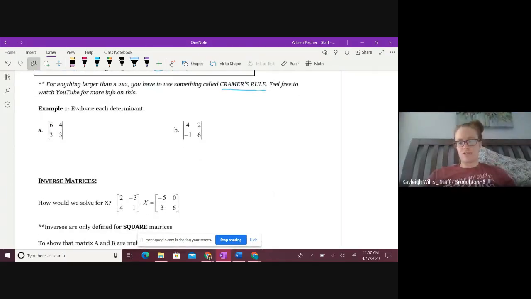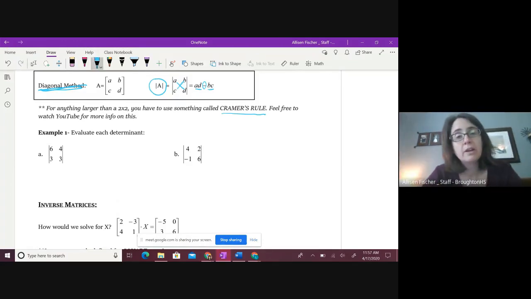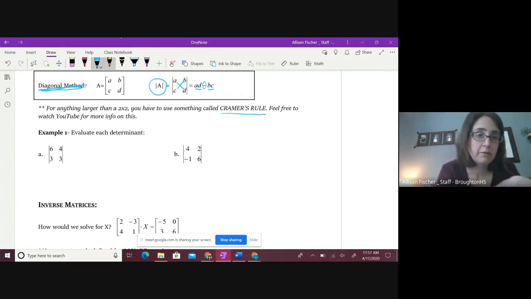Hey, Miss Fisher, yes. Can I do it the other way around? Like, would I get the same answer if I multiplied the other diagonal and then subtracted? No, because subtraction doesn't give you the same answer if you do it the other way around.